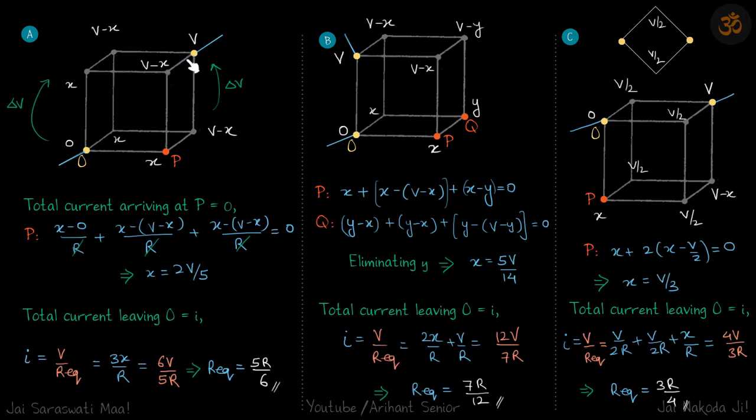We are given a cube where the resistance of each side is R. We need to find the equivalent resistance across these 2 points, diagonally opposite points, across these 2 points, and across these 2 points. So let's do one by one.